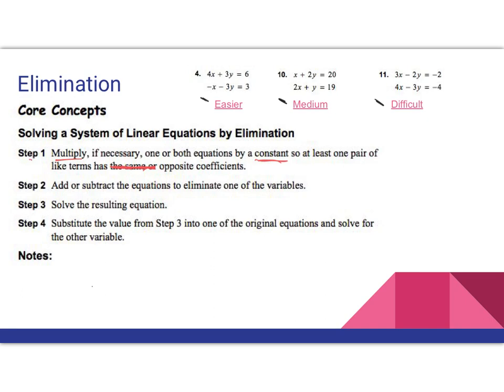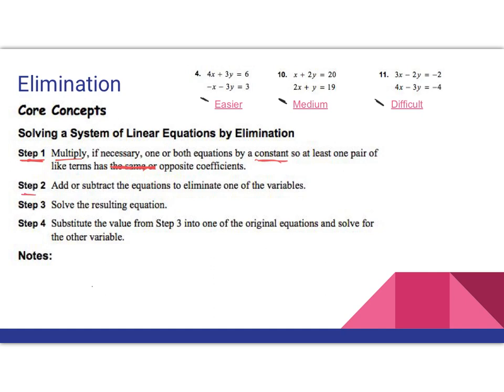So getting it set up is that first step, and the easy problems usually have it set up already. The medium problems, you only have to multiply one row, one equation, in order to get it set up. The difficult ones, there isn't a real easy setup, so you have to multiply both equations in order to set it up so that you can do step 2 and step 3 and then get to step 4. So that difficult one, you're taking the most time on step 1.